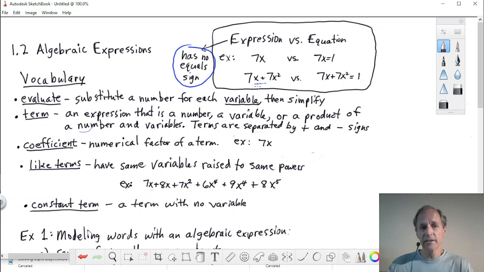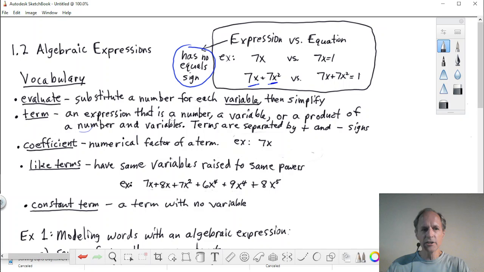So 7x is a term, because that's a product of a number and variable. 7x squared is also a product of a number and variables. There's x squared there; you could think of that as x times x. Those two terms are separated by a plus sign, so you have two terms there. 7x is a term, 7x squared is a term.